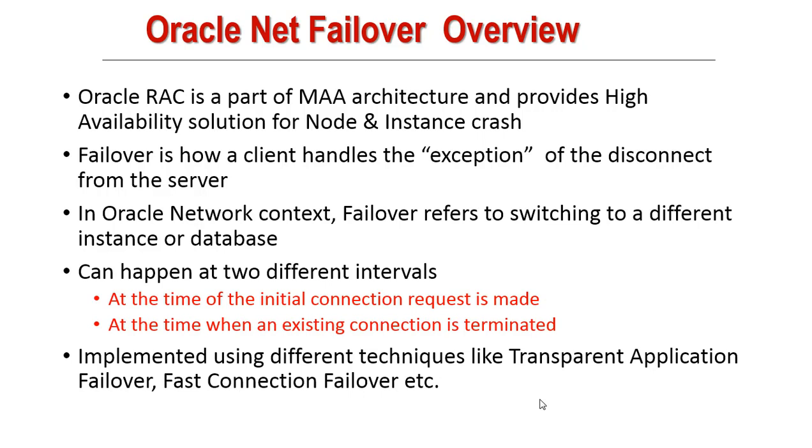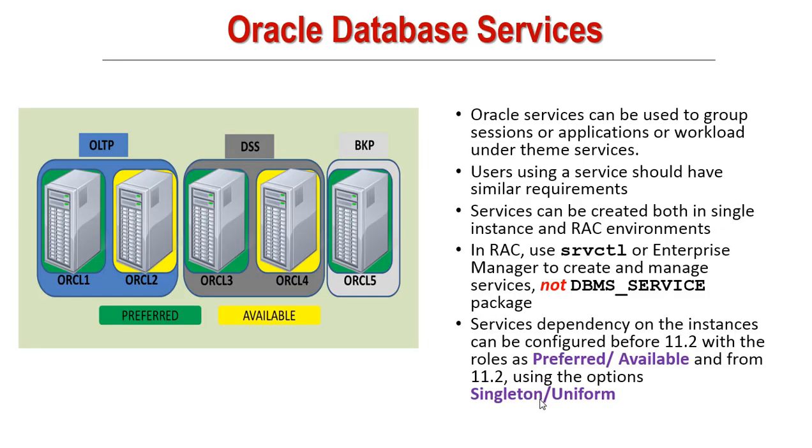And the reconnection, how it is actually going to happen in the case of RAC, that is the part which the failover is going to do for us. Like I said, there are different ways to do that: TAF, FAN, and so forth. And we're going to see in this particular session how these things are actually going to work.